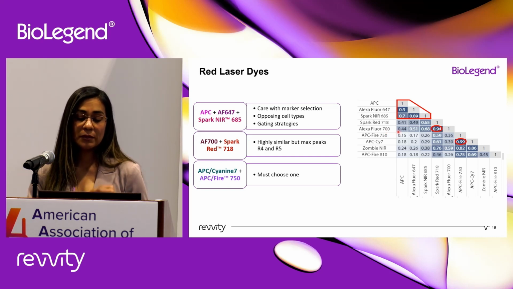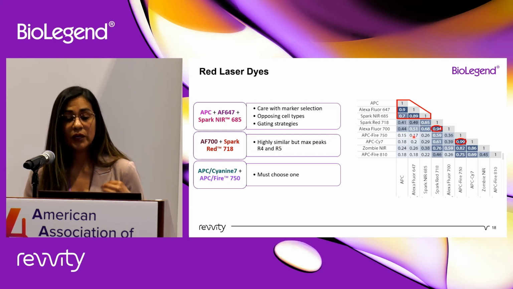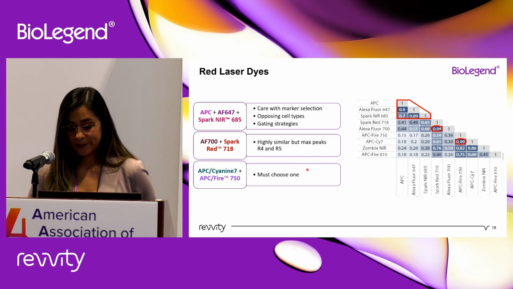Then, similar to the previous example, we have another combination that is Alexa Fluor 700 and Spark Red 718. They have a high similarity index, but their maximum peak are in two different channels on the red laser. So if necessary, we could include them in the panel. And finally, APC-Cy7 with APC-Fire 750. They are too similar. We are not able to distinguish them, so we must choose only one of those.